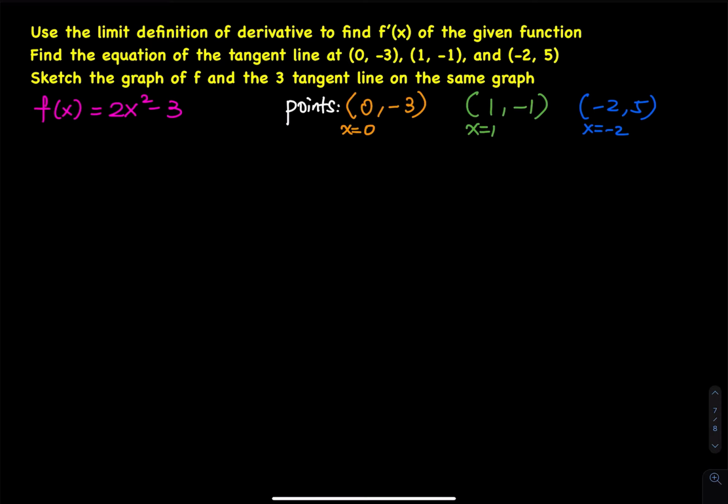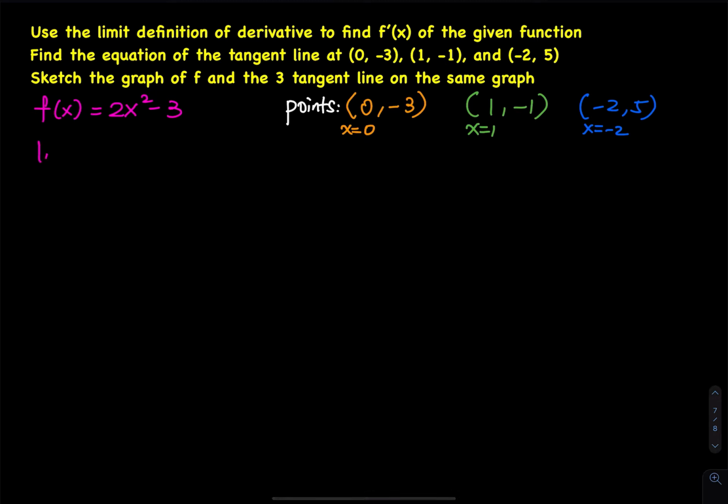A function f of x equals 2x squared minus 3 is given. I would like to use the limit definition of derivative to find f prime of x, and then I have 3 points. For each point, I would like to determine the slope of the parabola, the slope of f of x at each of these points. And then I also need to find the tangent line for each point, and then we graph all 4 items on the same graph. All right, so let's do the limit definition first.